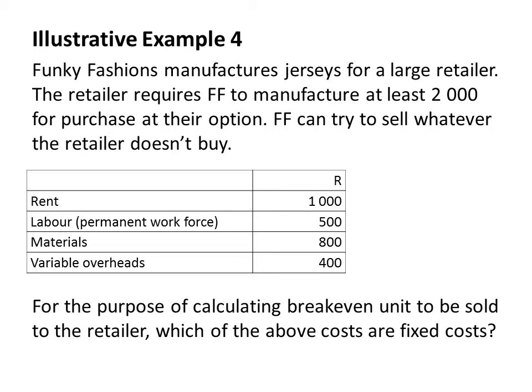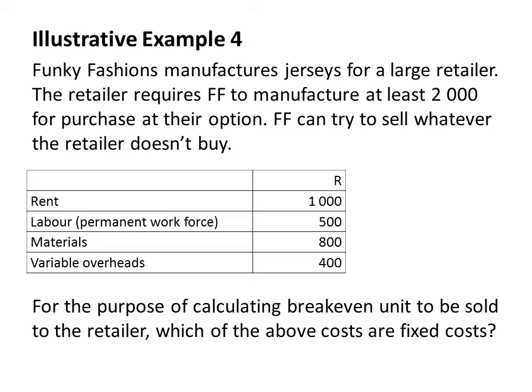So here we have the costs. It's rent, 1,000, labor, permanent workforce, 500, materials, 800, and variable overheads, 400. So that's a total of, how much is that? 2,700 Rand for the 2,000 jerseys. For the purpose of calculating the break-even units to be sold to the retailer, which of the above costs are fixed costs?